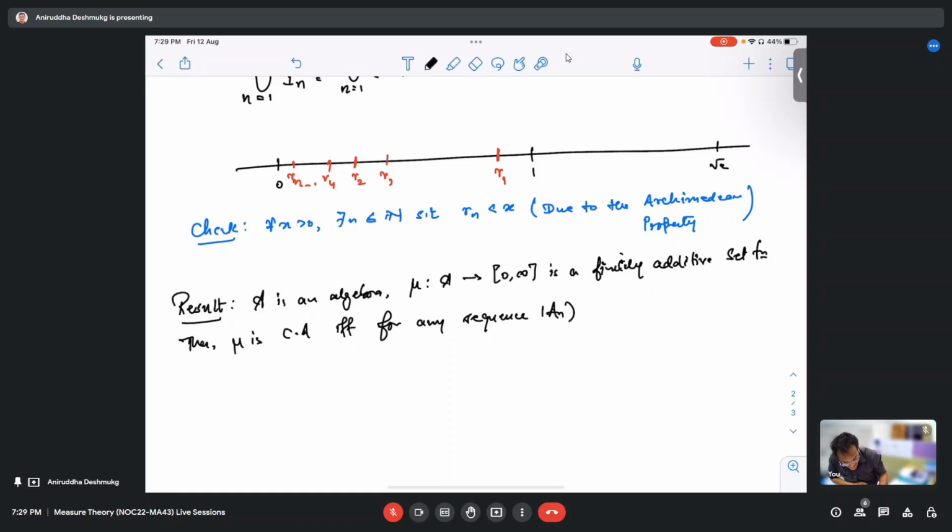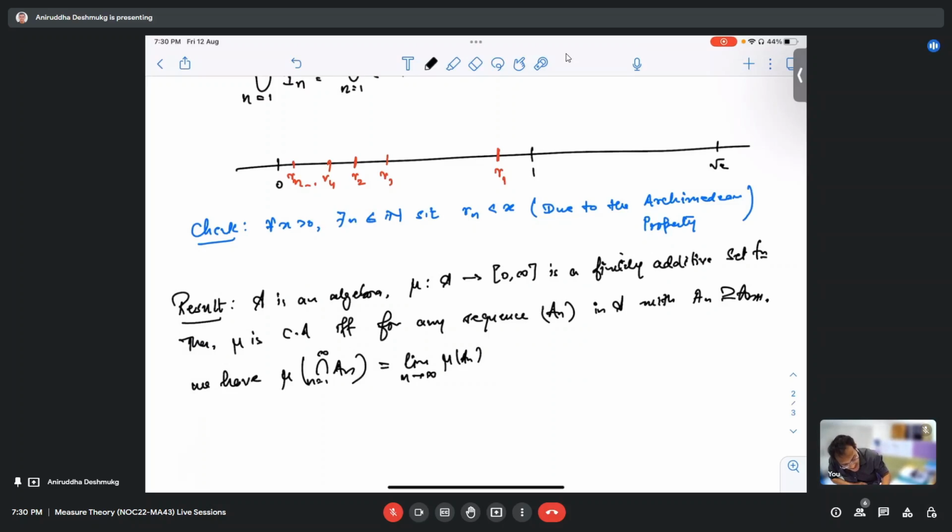A_n in A with the property that A_n is decreasing, so A_n contains A_{n+1}, we have the measure of the intersection of the A_n equal to the limit of the measure of A_n. This was for a finitely additive set function, and there was the assumption that mu of the whole set is finite. So this was the conclusion.